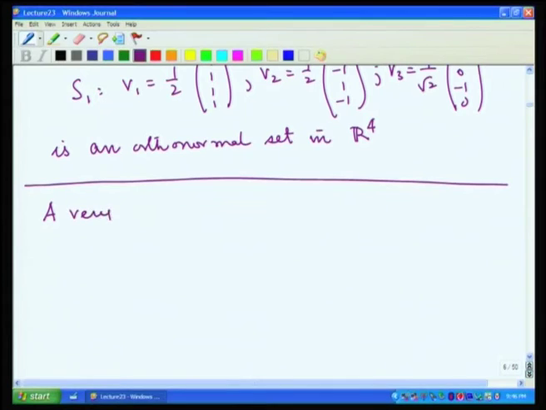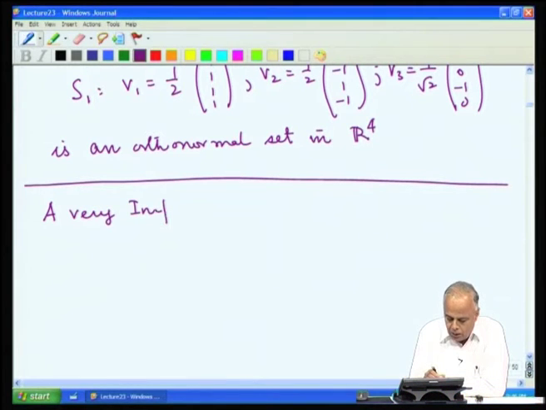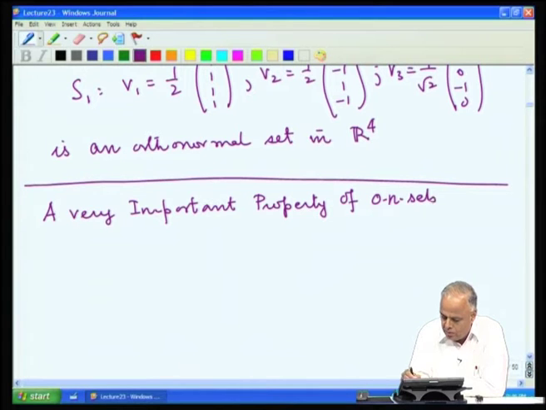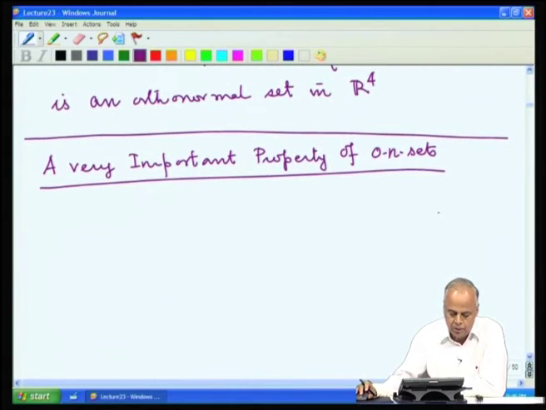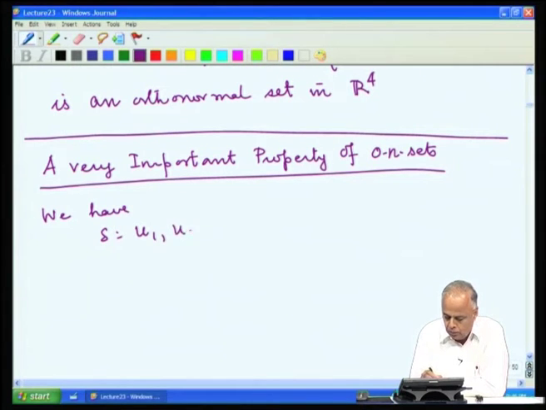Now, we are going to look at a very important property of orthonormal sets. I will write ON sets for orthonormal sets. So, we will now look at a very important property of orthonormal sets. Suppose we have S = {u1, u2, ..., ur}, an orthonormal set in R^k.